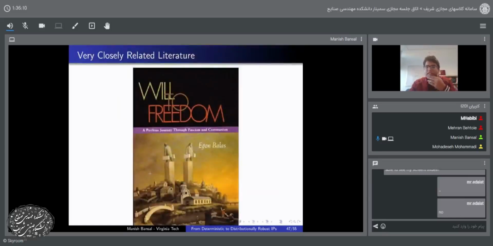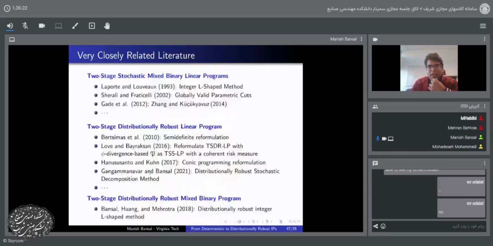Again, the motivation goes back to Egon Balas's biography, which is completely separate from this, but it was a fascinating one. I would recommend reading it, and some of his work in the deterministic setup. And since disjunctive programs subsume binary problems, we said let's look at how to solve two-stage stochastic, two-stage distributionally robust disjunctive programs.